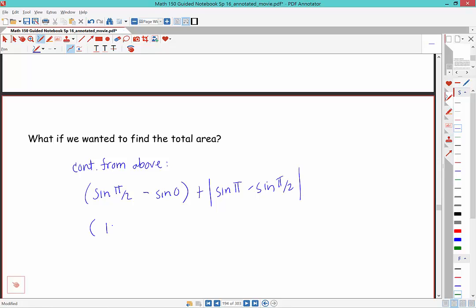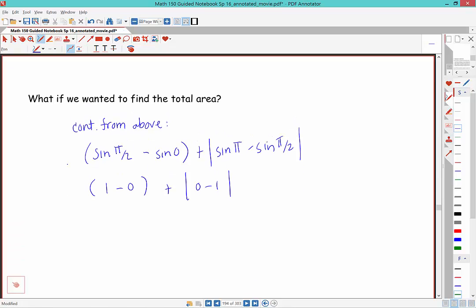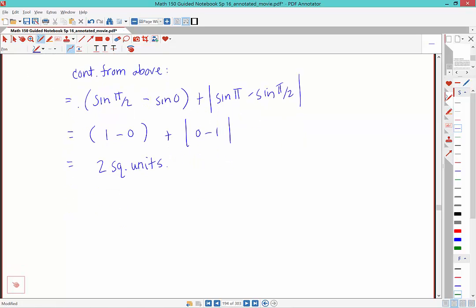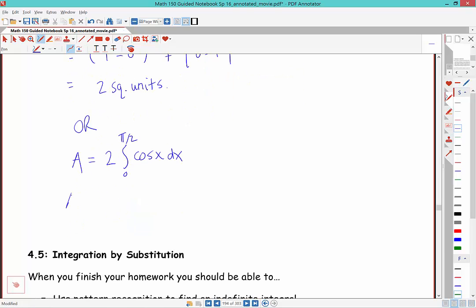Now another way, noticing the symmetry: couldn't we have doubled the integral from 0 to pi over 2 of cosine of x with respect to x? Then the area is 2 times what? Remember, we got sine of x evaluated from x is 0 to x is pi over 2, so that would be 2 times sine of pi over 2 minus sine of 0, which is 2 times 1 minus 0, which is 2 square units.